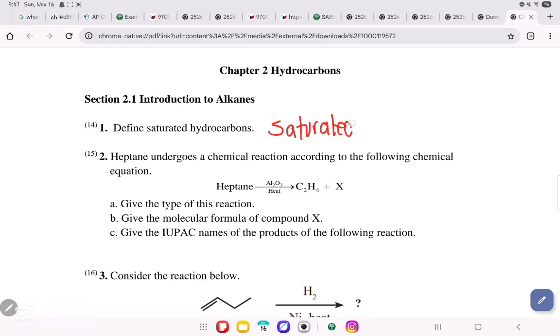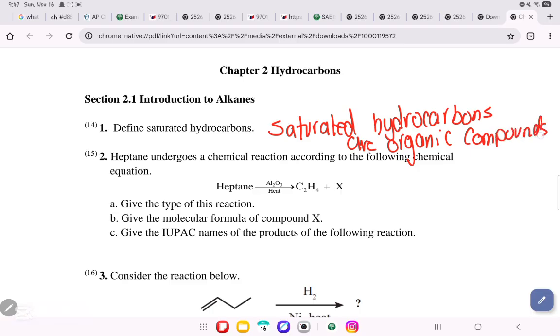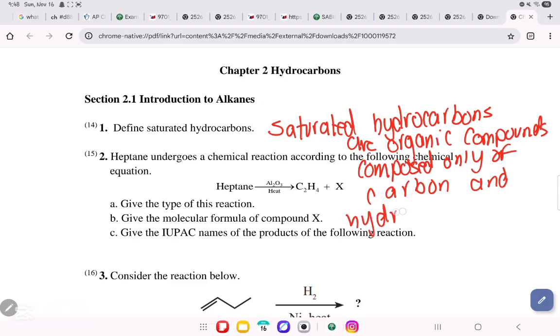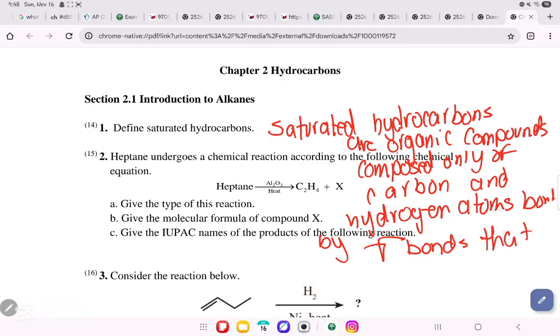It says saturated hydrocarbons are organic compounds composed only of carbon and hydrogen atoms bonded by sigma bonds that have all hydrogen atoms possible.